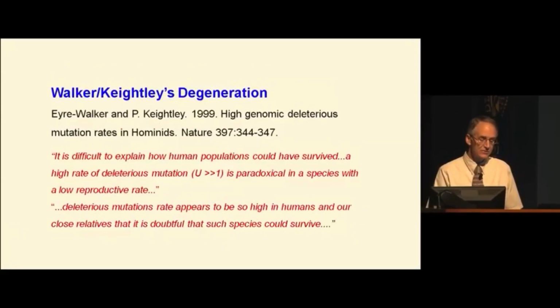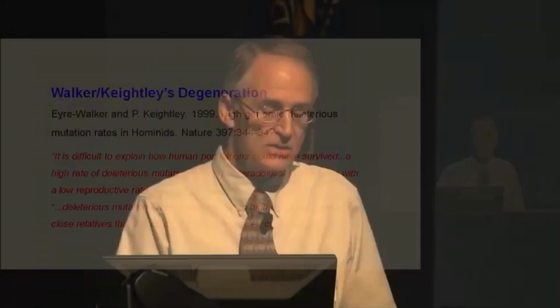Here's one that says it is difficult to explain how human populations could have survived a high rate of deleterious mutation, where they consider a high rate of mutation anything over 1 is paradoxical to a species with a low reproductive rate. And they go on to say, deleterious mutation rates appear to be so high in humans and our close relatives, it's doubtful that such species could survive. So the interesting thing is they're assuming that the actual mutation rate is down around 1 or 2 mutations per generation. All of the people I'm going to describe assume that 90 to 99% of the genome is junk DNA. And so that's now very much in doubt.